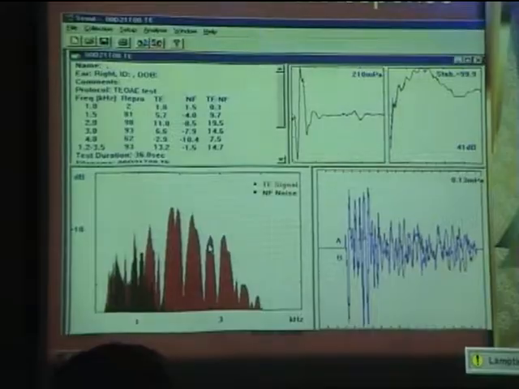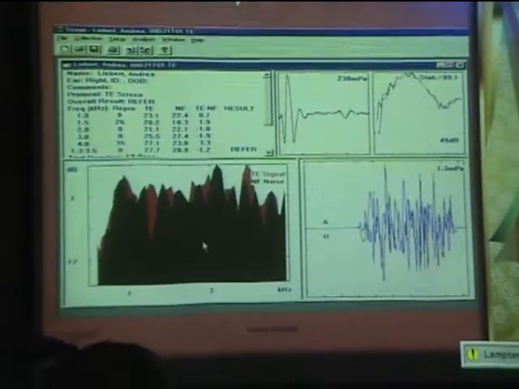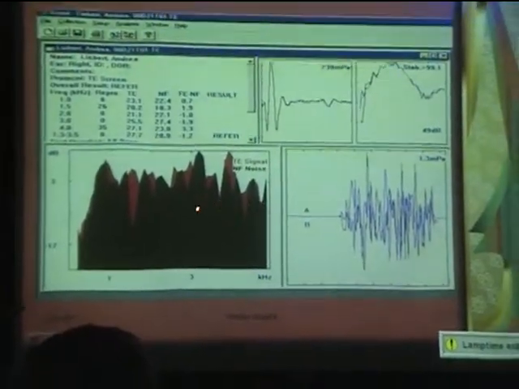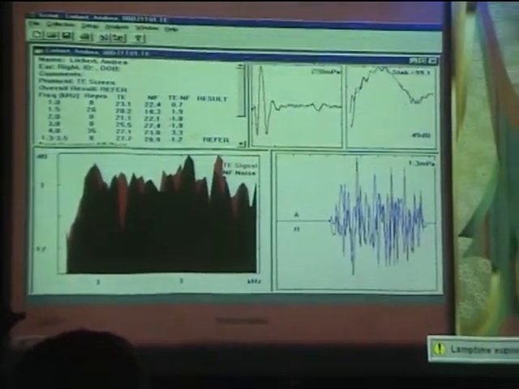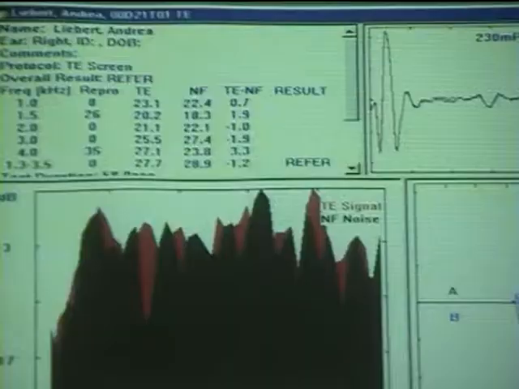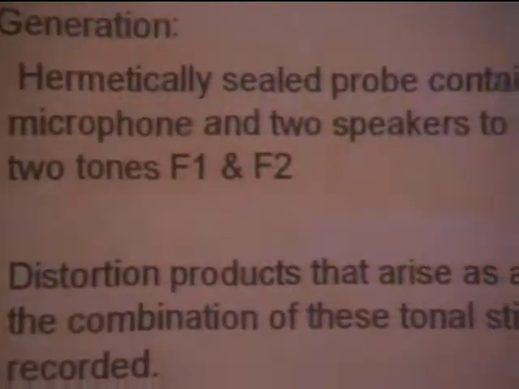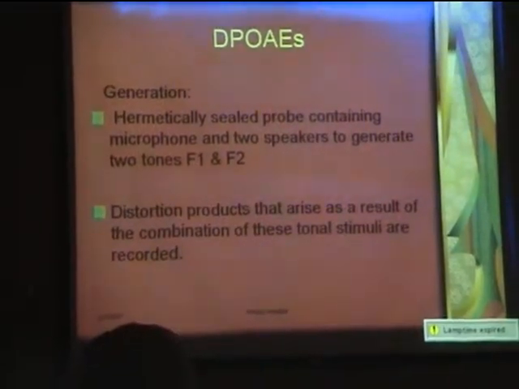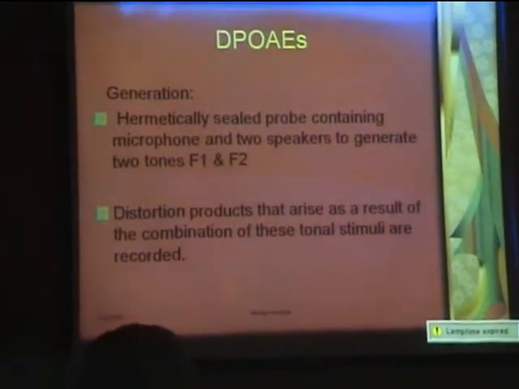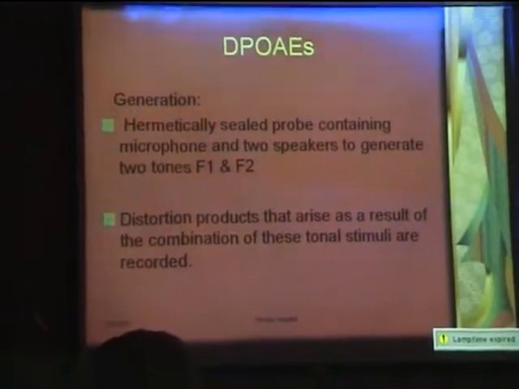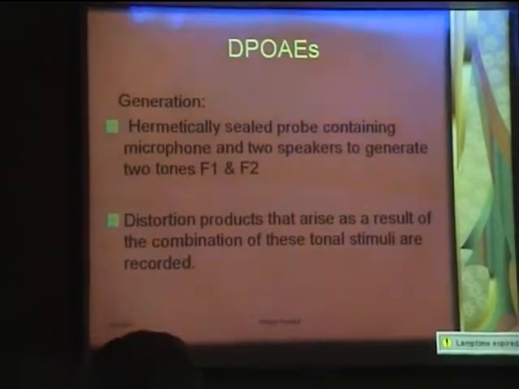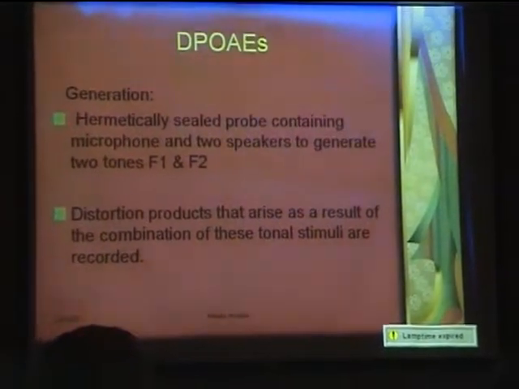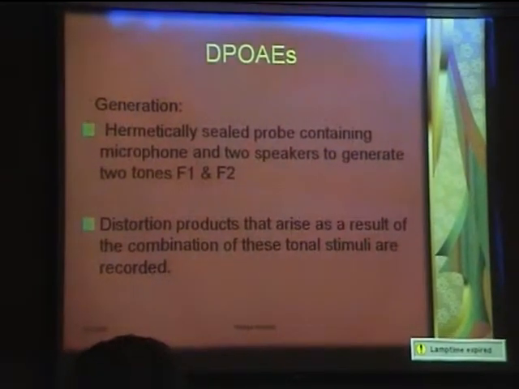This is another good response, and this is a no response on TEOAEs, where most of the emissions cannot be seen because of a very high noise floor being present. This is a quick test and can help us really. But the important thing to remember is that if the child has any middle ear pathology, even the slightest of conductive loss, then the OAEs cannot be recorded, and this is a major limitation of using this tool in the young population who has high incidence of otitis media.